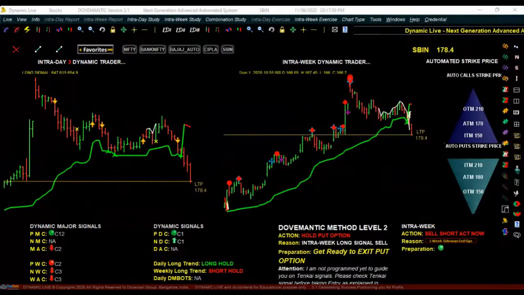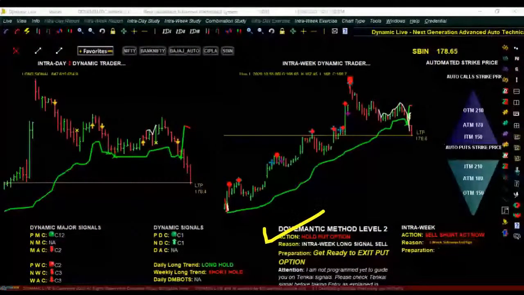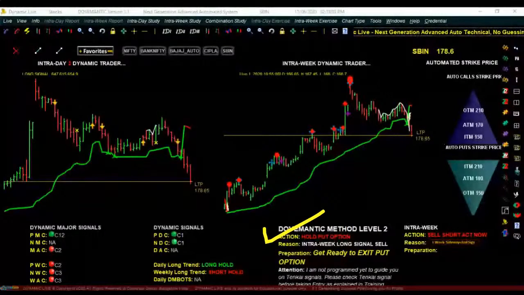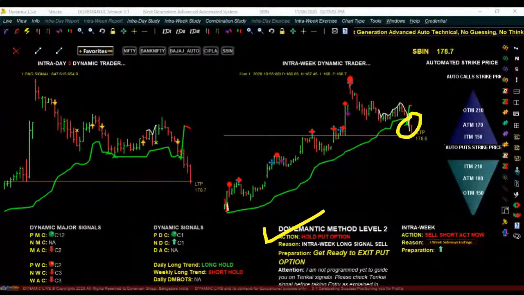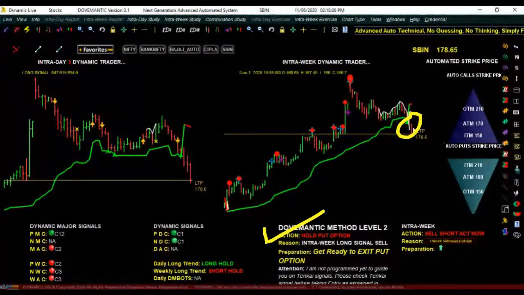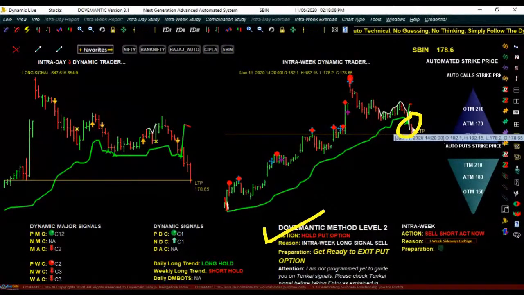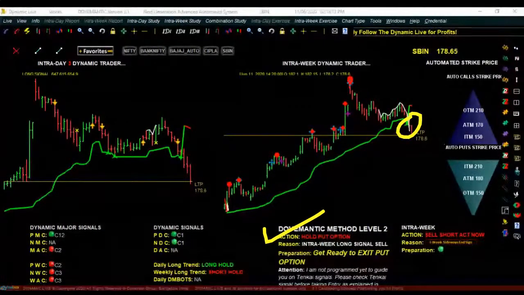Now there is a case of SBI. You can see it is telling us to hold put option. Now there is a point where it told us to buy, just at around 1:55 in the afternoon. It told us to buy a put option. You could have taken a short in futures also at 182.10. Now it is trading at 178.60. It is almost literally close to 4 points gain.